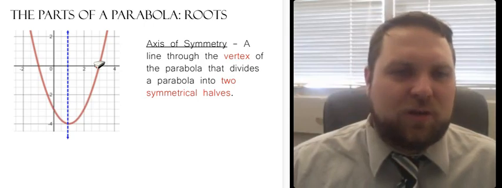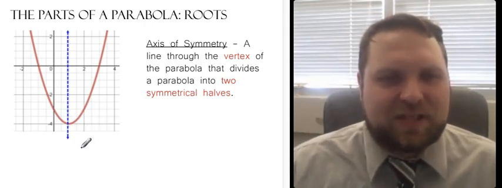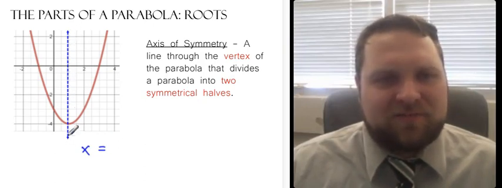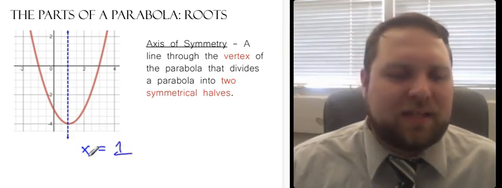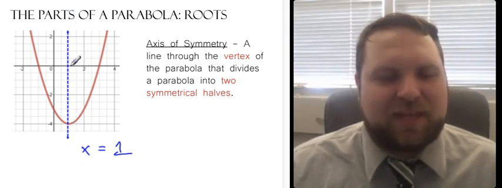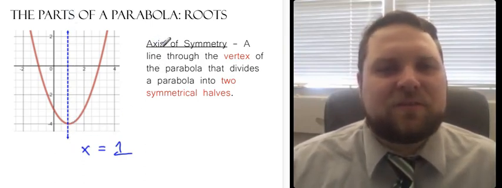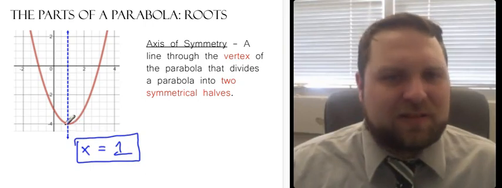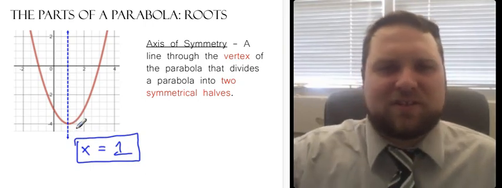We want to write an equation for the axis of symmetry, and here's how we do it. It's always an equation of the form x equals, and then whatever the x-coordinate of the vertex is. So in this case, 1. And if you'll recall, x equals is the form of a vertical line, which is what we have right here. So if I ask you what the axis of symmetry is, I'm looking for an equation of the form x equals some number, and that number will be the x-coordinate of the vertex.